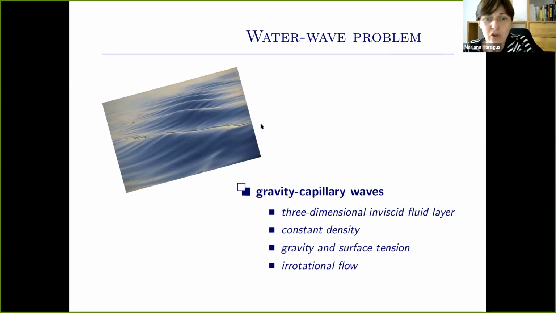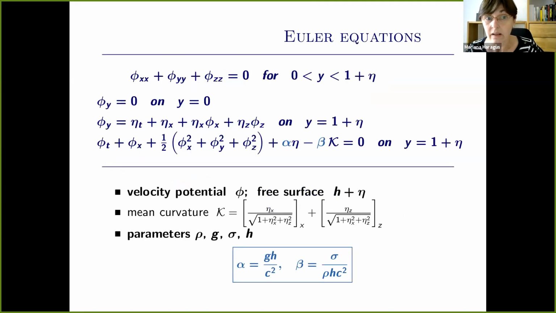So here is a picture which is more nice than mathematical, of a fluid of constant density under the action of two forces, which are gravity and surface tension. And the flow will be irrotational. So I'm interested in periodic waves, which look a little bit like these ones, and in the question of transverse instability, I'll come to this a little bit later. So I consider here the full Euler equations, which are describing mathematically this classical hydrodynamic problem.